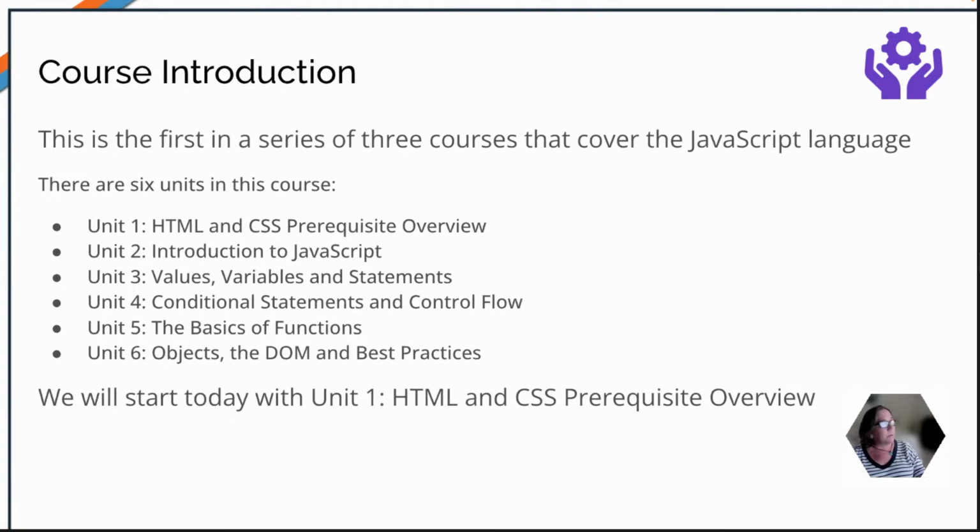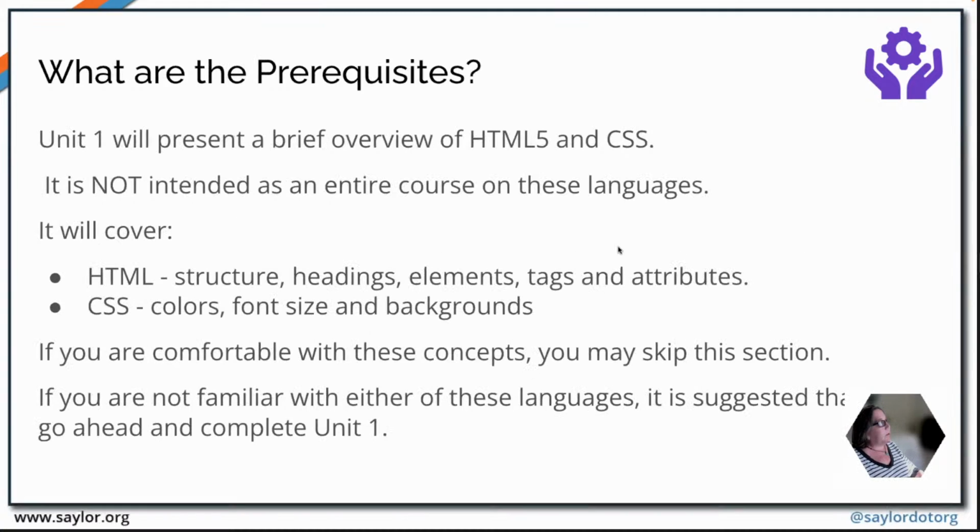Unit 2 is going to be introduction to JavaScript. Unit 3 has values, variables, and statements. Unit 4 will be our conditional statements and control flow. Unit 5 will be the basics of functions. Unit 6, the objects, the DOM, and best practices. We're going to start today with Unit 1, HTML and CSS prereq overview.